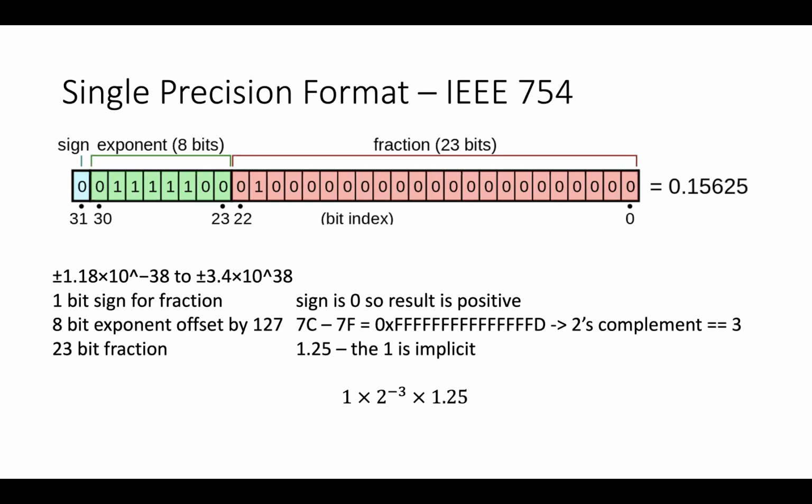So 127 is 0. Less than 127 is a negative number. More than 127 is a positive number. Does that help? Yeah, a little bit, yeah. Okay. I'm obviously going to look at it more, but that helps a little bit with understanding what's going on.